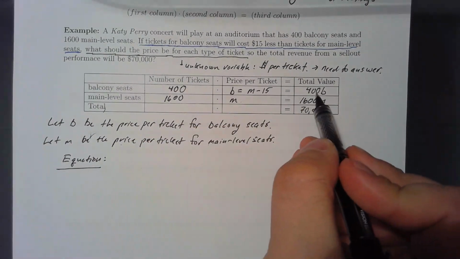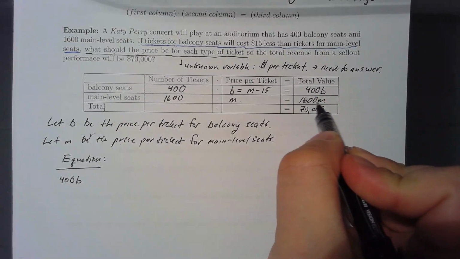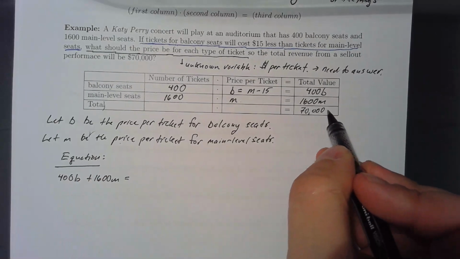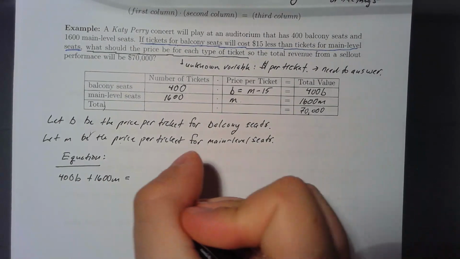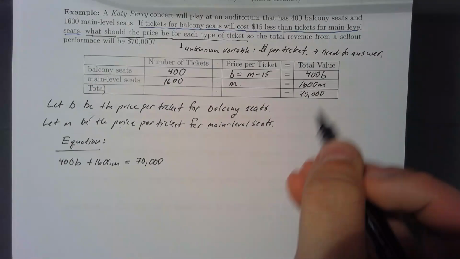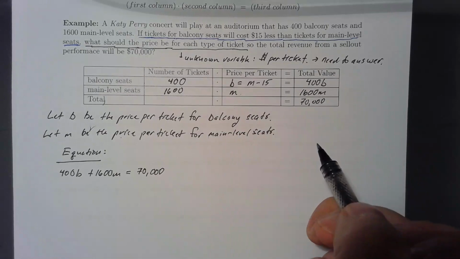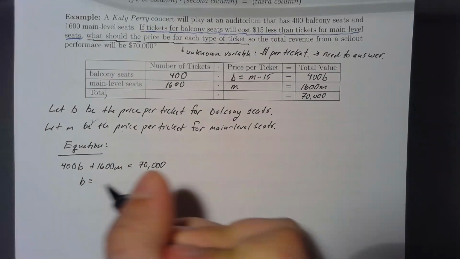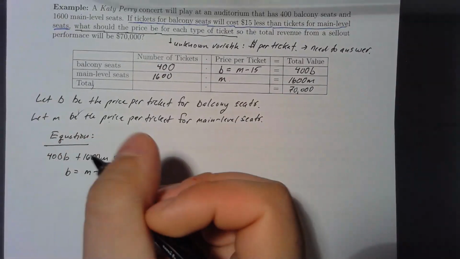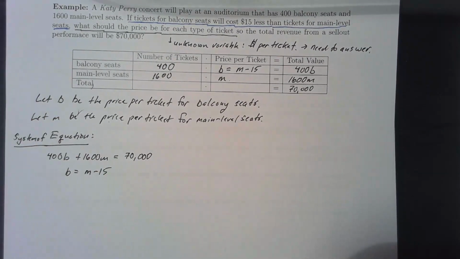So my balcony seats is 400B plus the total value of my main level seats, which is 1600M, equals the total value of selling out the entire theater, which is $70,000. There's one equation. Where am I going to get the second equation? Well, it's right here. It's the relationship between the balcony seat price and the main level seat price. And that's going to be B equals M minus 15. So this right here is my system of equations.